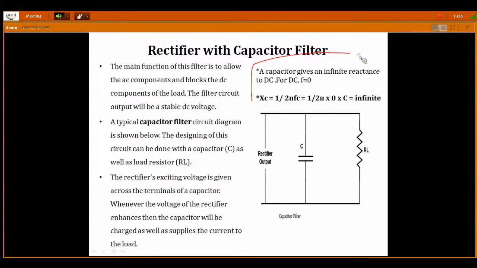The capacitor gives infinite reactance for DC, because for a DC signal the frequency component is 0. With respect to 0, 1 by 0 is infinity. Infinity means there is infinite resistance, nothing can pass through that. For the DC component it offers infinite reactance, like an open circuit here. It will block the DC component. The other path for the DC component is to flow directly to the load resistance. Just remember the first circuit.